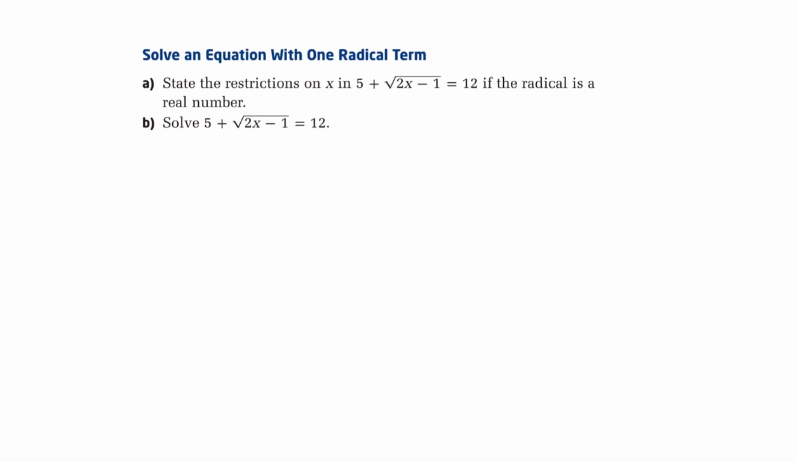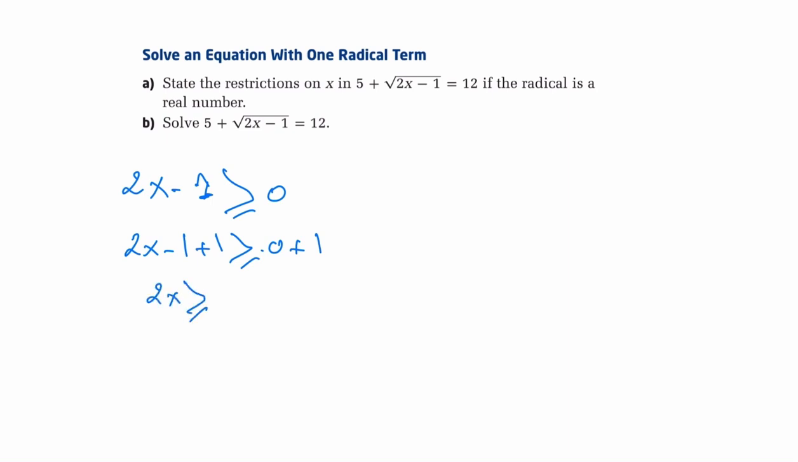So 2x minus 1 should be positive, greater or equal than 0. Okay, so we can add plus 1 here: 2x minus 1 plus 1. We will do the same thing, 0 plus 1 here. So 2x is greater or equal than 1.